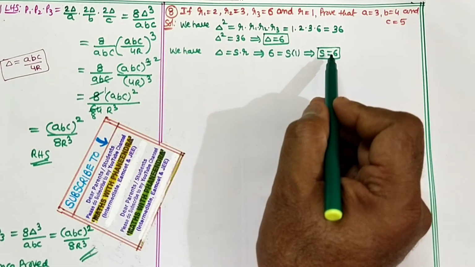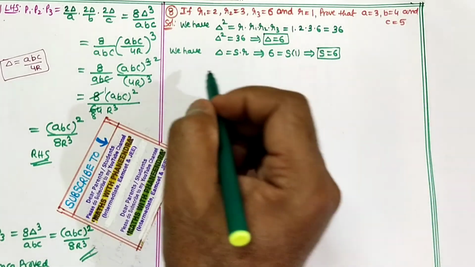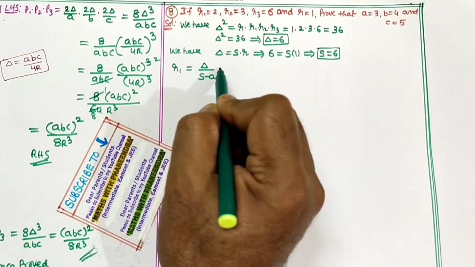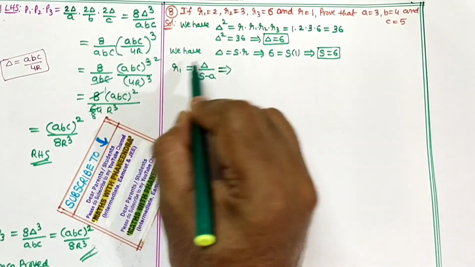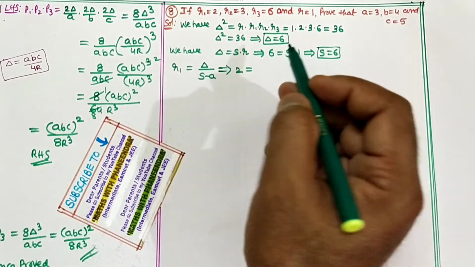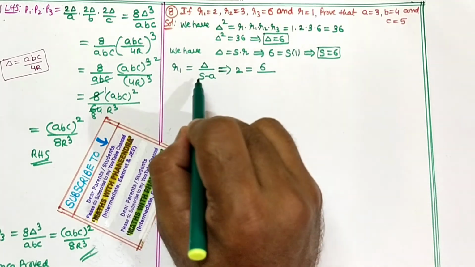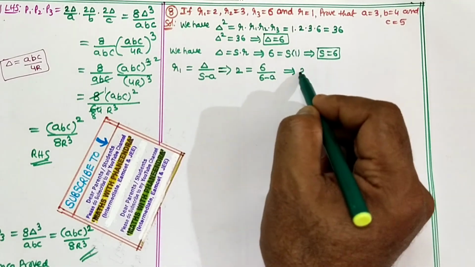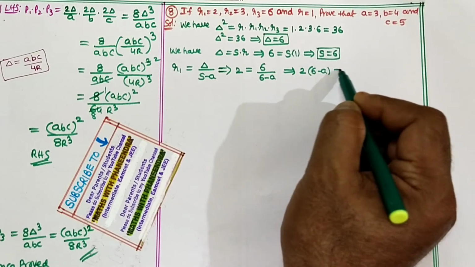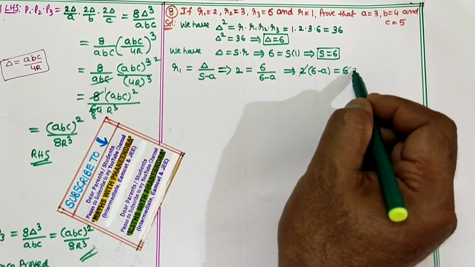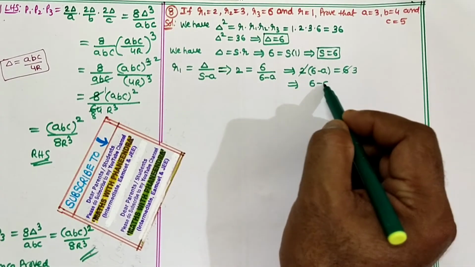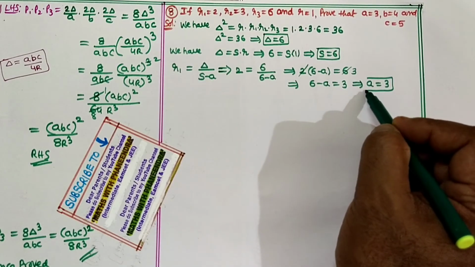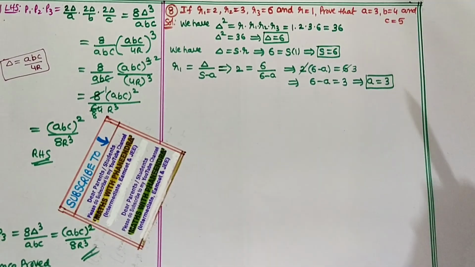Now after getting the value of S, R1 is equal to delta by S minus A. The formula is there with us. That implies R1 value is what? 2 equal to delta value 6 by S minus A. S value is 6 minus A. Cross multiply: 2 into (6 minus A) is equal to 6. 2 ones are 2, 2 threes are 6. That implies 6 minus A is equal to 3. That implies A is equal to 6 minus 3. A value we got. So we proved the value of A.